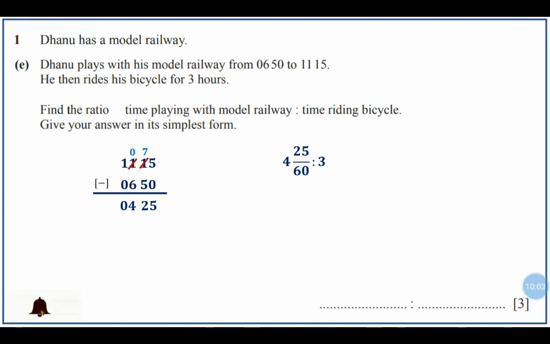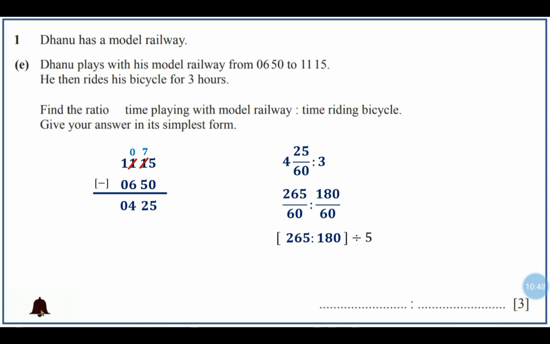It will be 60 times 4 is 240 plus 25, you will get 265 over 60. The 3 will be changed also with over 60, 180 over 60. So you'll get 265 over 60 is to 180 over 60. Just remove that over 60 because they have the same denominator, so it will become 265 is to 180.